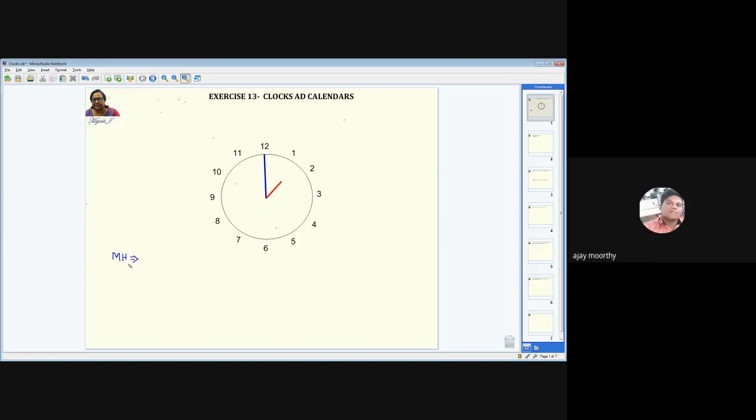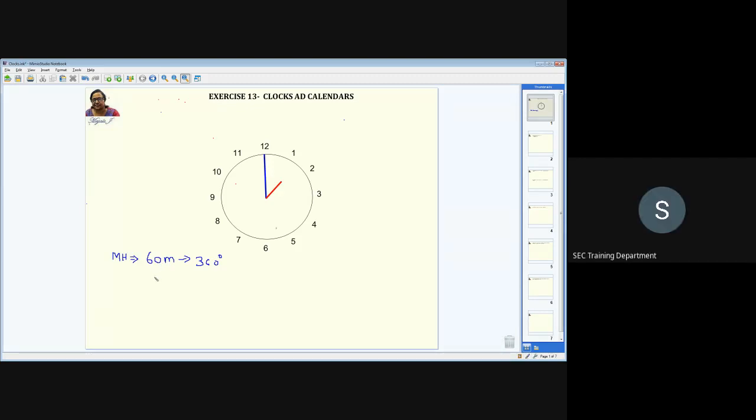The minutes hand makes one full rotation. How much is it going to cover? 1 hour, right? Every 1 hour, you can see that the minutes hand covers a complete rotation. Or you can say 60 minutes. It is going to cover 60 minutes. Is this clear to everyone? Yes, ma'am. That is nothing but 360 degrees, right? 360 degrees, it will be covering in 60 minutes.